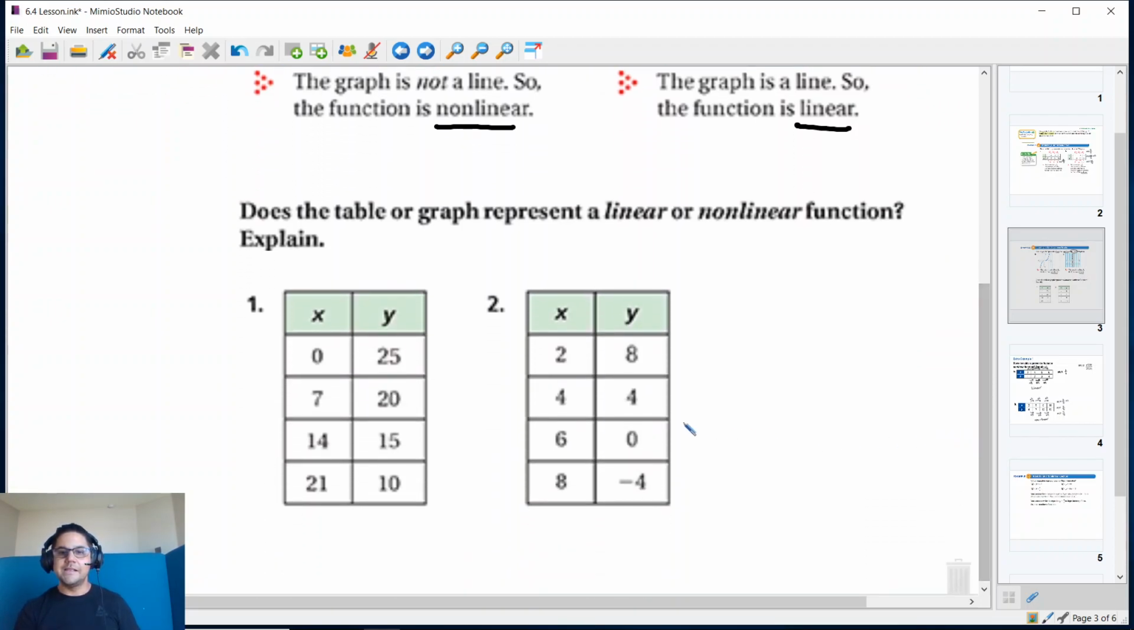All right, maybe back to the data tables really quick. Remember, you could always pause the video. Let's see, plus 7. All right, those are looking pretty good. Remember, the x is the run, the y is the rise. Okay, so this time we're decreasing.